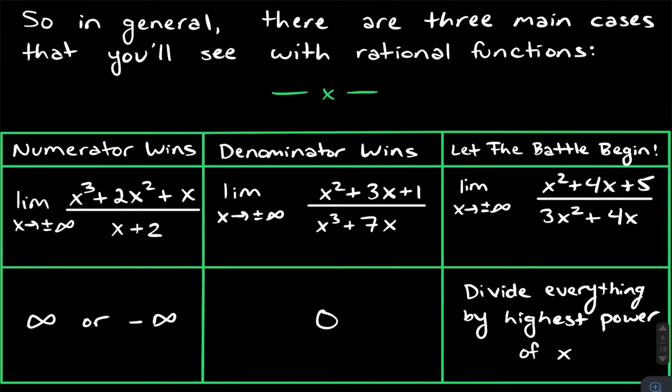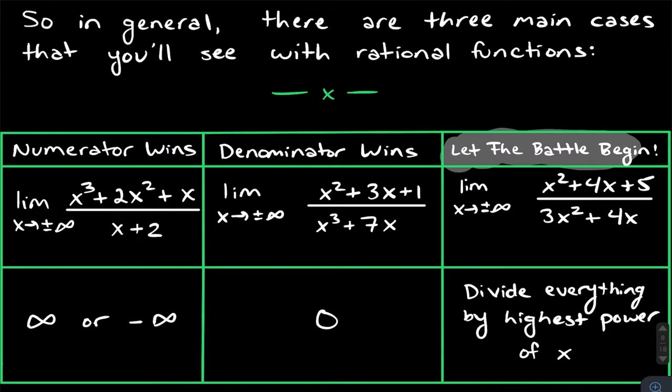But there's also the case where the denominator wins, okay? The denominator wins when you have the highest power of x in the denominator. And in that case, it's really just like a 1 over x example. That's where you get a 0. Doesn't matter whether you're going to infinity or negative infinity, you still get a 0.